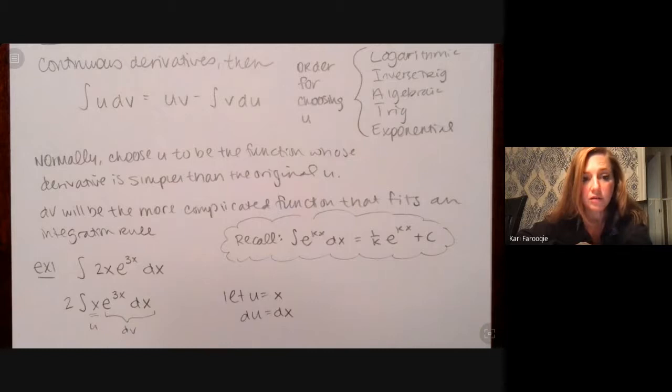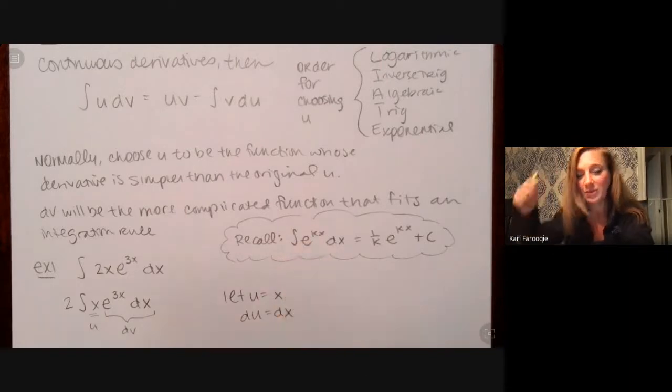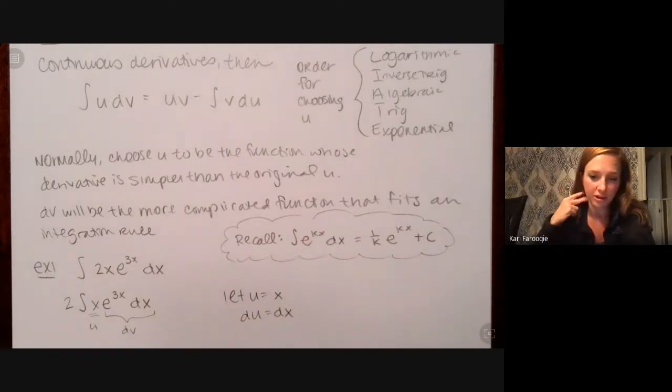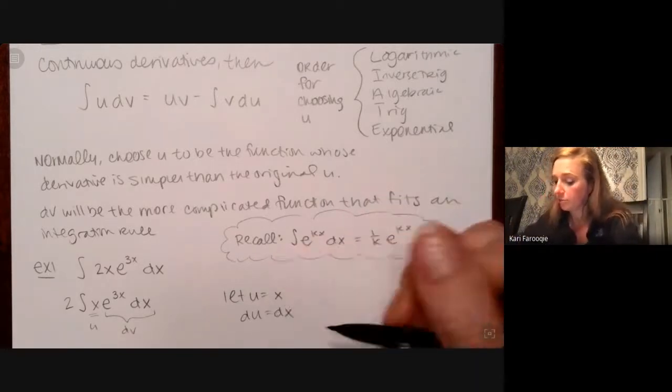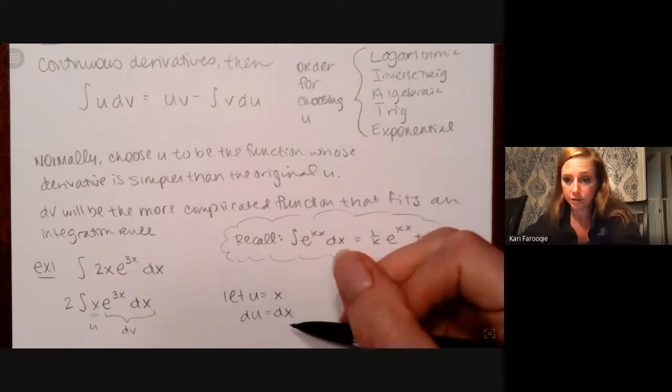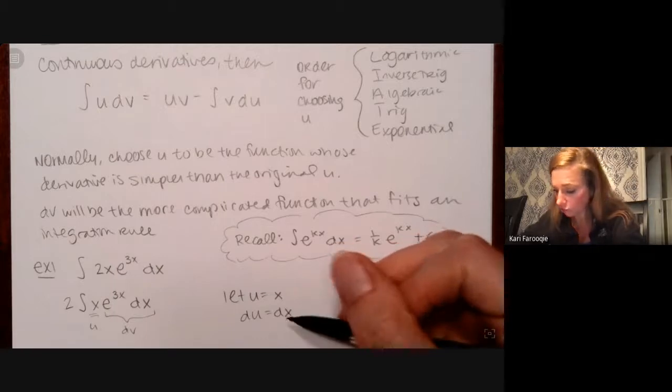Now remember that dv has to be the more complicated function that fits an integration rule. This does fit an integration rule because we can integrate e to the 3x dx. I just gave you the rule right here, but you could also use a u substitution like you did in Calc 1. So I'm going to let u be x, then du is dx. So we need those two things.